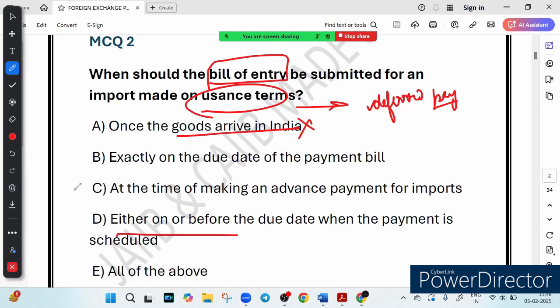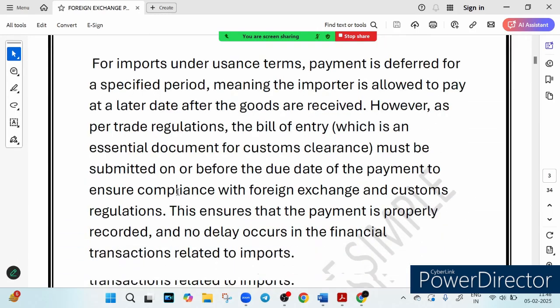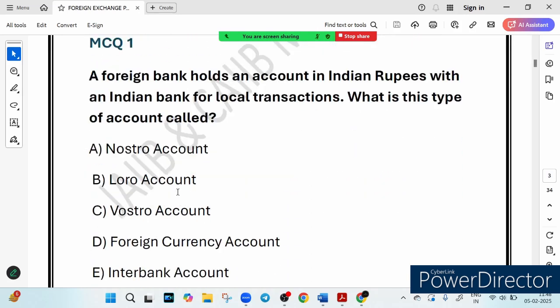That is our second MCQ of this session. Now let's move over to the third MCQ, which was asked in a previous year question. This was regarding a foreign bank account. A foreign bank holds an account in Indian rupees with an Indian bank for local transactions, right? So this is the condition. We have to answer what this type of account is called.